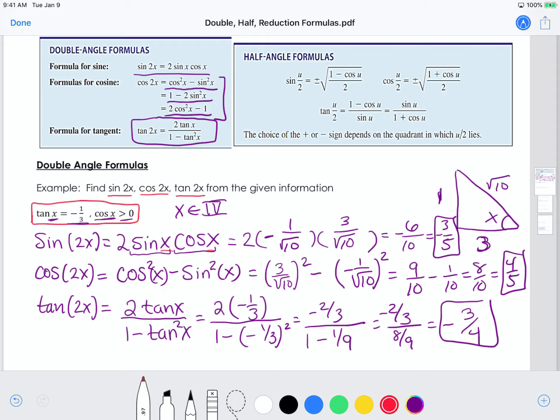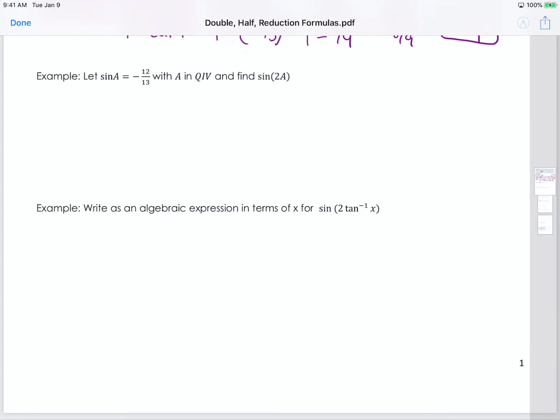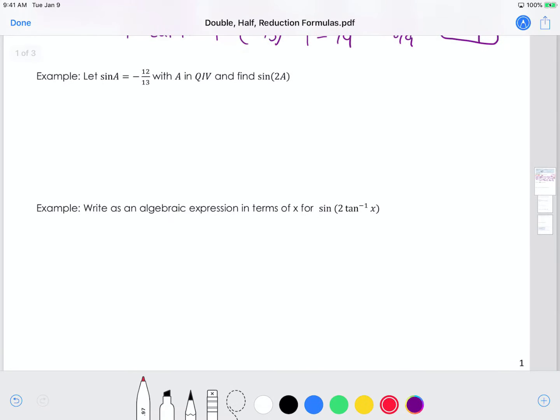So we used our triangle with angle x to find our trig functions for 2x. Okay, and the next example is given information about angle A so that we can make our triangle, but then asking us to find sine of 2A. And it's telling us that angle A is in the 4th quadrant. So we can make our triangle.